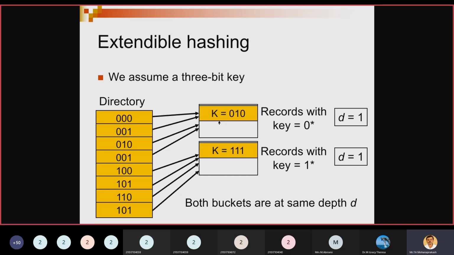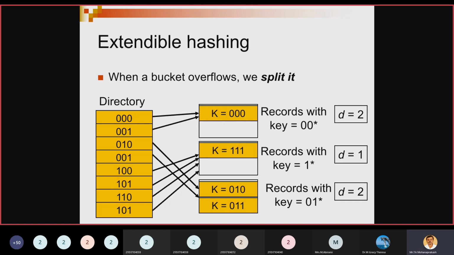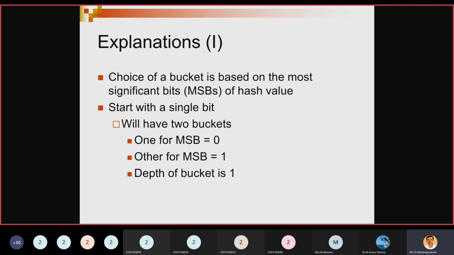Key values will be identified like this: 0000100100001100001. For example, a equal to 010, key equal to 1. Records with the key 0, that is D equal to 1; both buckets are the same depth, so it will be extensible. When we are splitting, we count how many 00 records, how many 0 records, how many 010 records are available, split accordingly, then count the depth of that record. So this is another extensible hashing example.